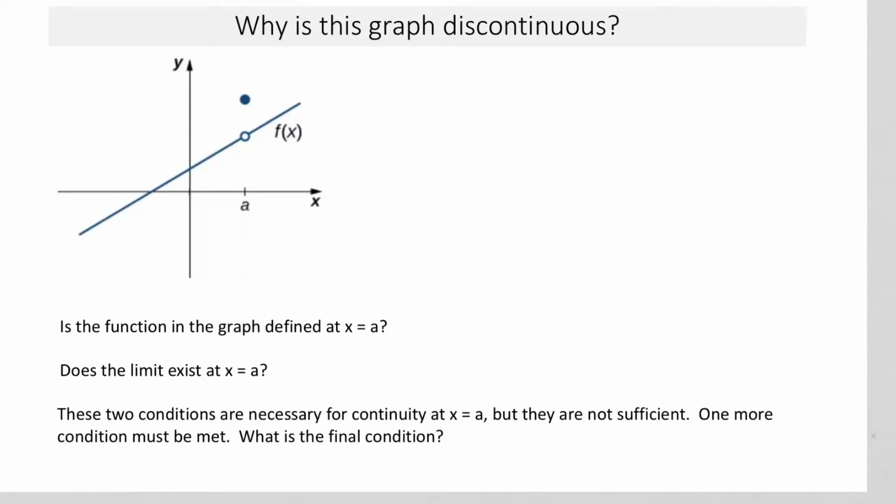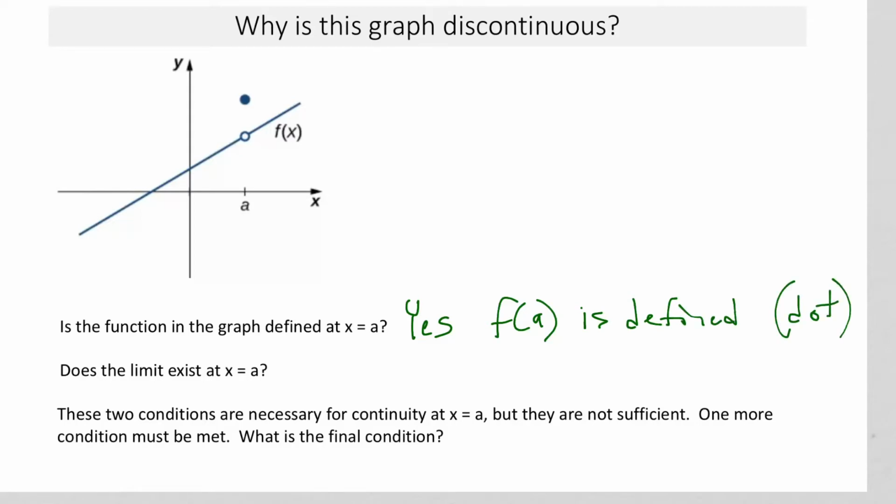So here's another graph. We can see this one is also discontinuous. So we're going to ask ourselves, is the function in the graph defined at x is equal to a? Well, there's a filled-in dot, so yes, f of a is defined. Does the limit exist at x is equal to a? If we approach from the left and we approach from the right, we're approaching the same value. So we're going to say yes, the limit as x approaches a of f of x exists. The left and the right-hand limits approach the same value.